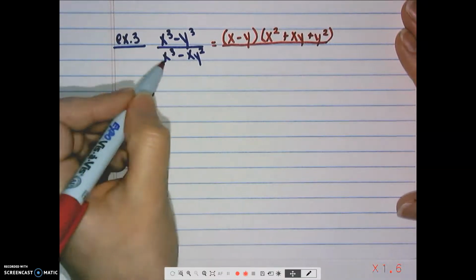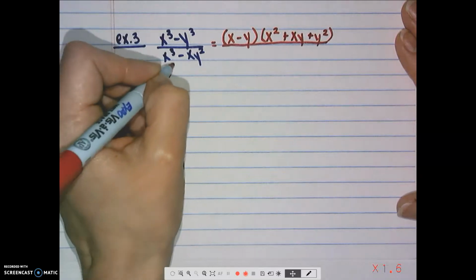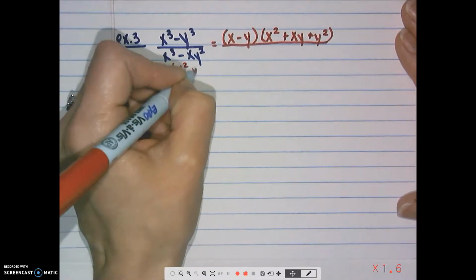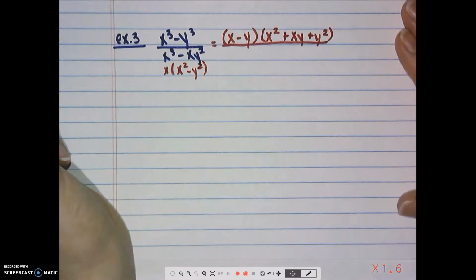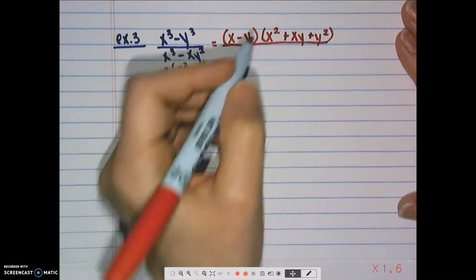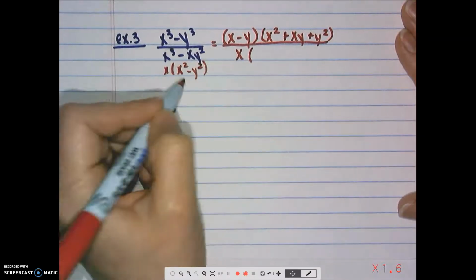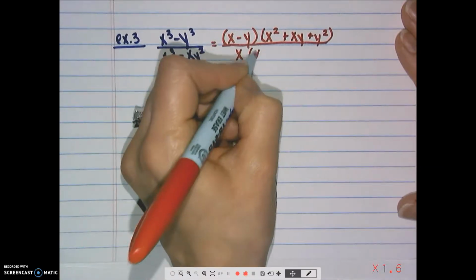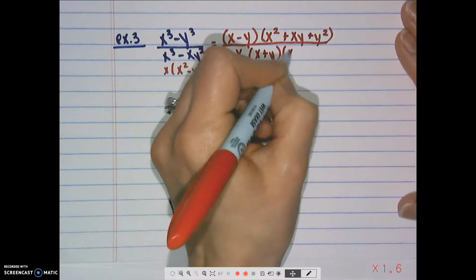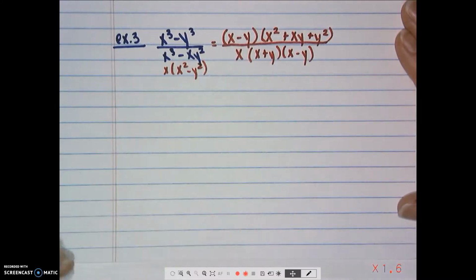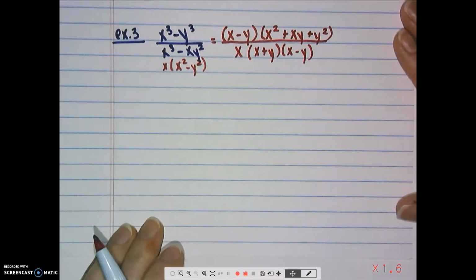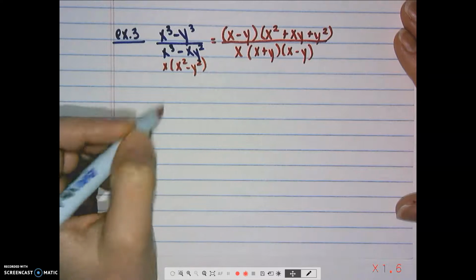In the denominator, I noticed that I can take a GCF of x, but left inside we would have x squared minus y squared. That's a difference of squares. So our x stays here. X squared minus y squared we can factor into x plus y and x minus y. Okay, so before we cross things off and simplify, let's look at our restrictions.